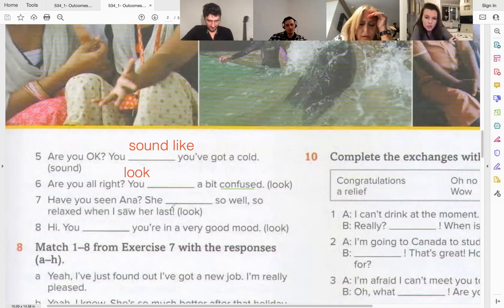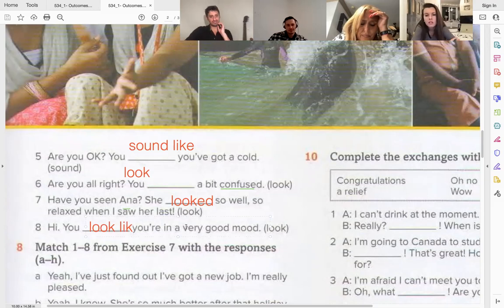Okay, Emily, 7. Have you seen Anna? She looked so well, so relaxed when I saw her last. Yeah, she looked so well. Okay, good. And Ferry, last one. Hi, you look like you are in a very good mood. Exactly. You look like you're in a good mood. Okay.